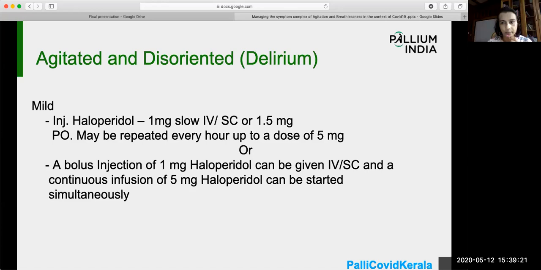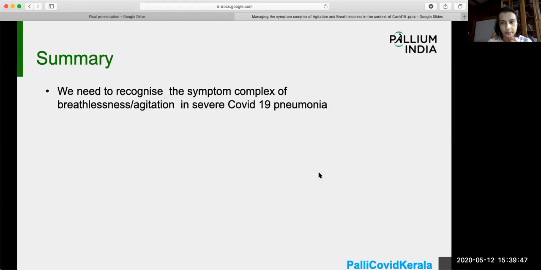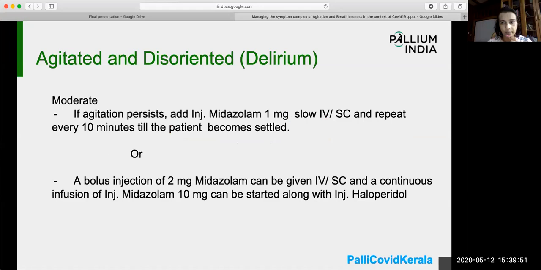And as I mentioned before, if you have a facility to start a continuous infusion, start it alongside the bolus dose, because that will provide a background medication to settle the patient better. Now, if the delirium persists and becomes moderate, you can add injection midazolam 1 milligram slow IV or subcut, and repeat every 10 minutes till the patient becomes settled. Or you can give a bolus injection of 2 milligram midazolam, given IV or subcut, and a continuous infusion of midazolam can be started along with haloperidol.